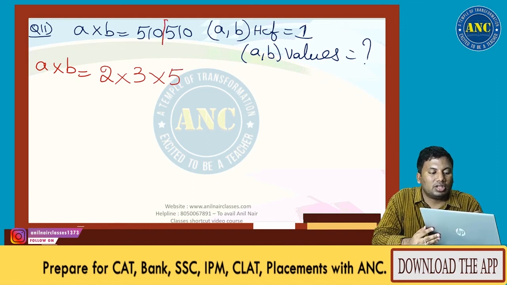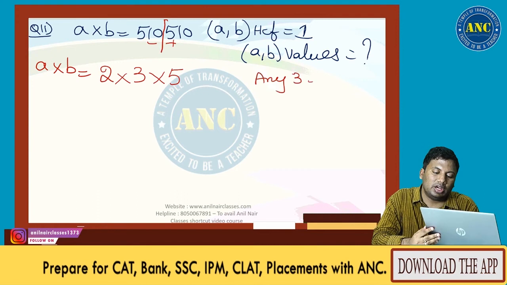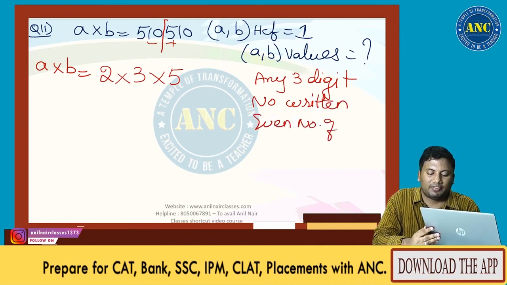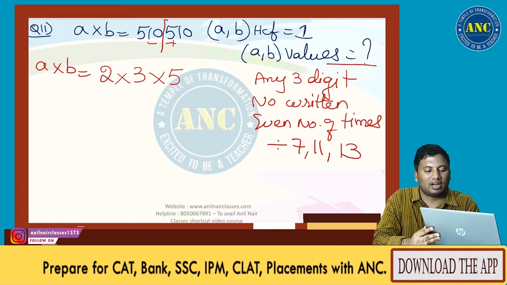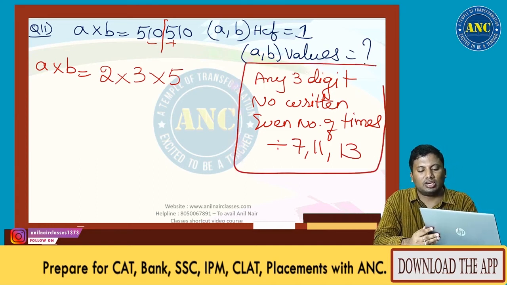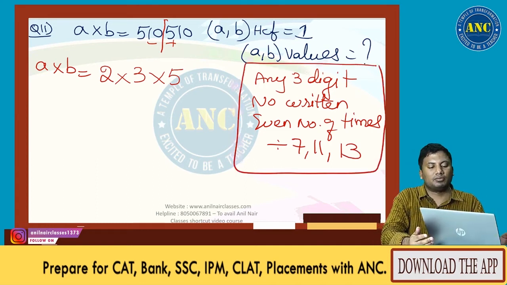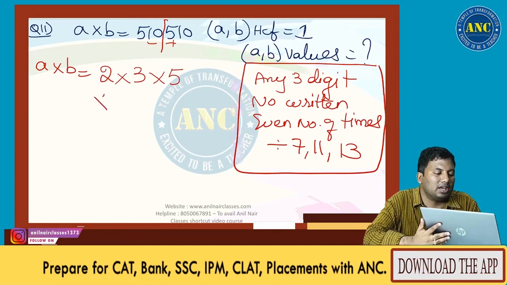Take any 3-digit number written even number of times. If I take a 3-digit number and write it an even number of times, it is always divisible by 7, 11, 13. So 7, 11, 13.